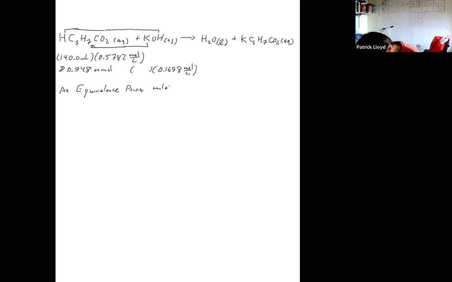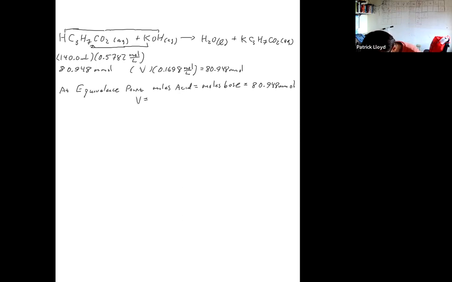If it's at the equivalence point, the moles of the acid are equal to the moles of the base. They're equal to each other. So for this particular problem, that would be 80.948 millimoles. So that's the number we have. What that allows us to do is to say that the volume times the molarity is equal to 80.948 millimoles. So I'll just put a V in there, and we're going to calculate the V.